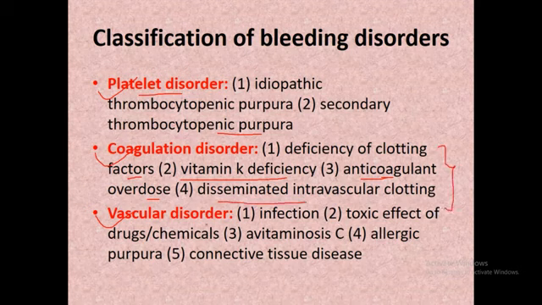Now the vascular disorders. Vascular disorders include those due to infection, toxic effects of drugs and chemicals, avitaminosis C, allergic purpura, and connective tissue disease. So for the classification of bleeding disorders, we are broadly classifying them into three major types. First, platelet disorders, second, coagulation disorders, and third, vascular disorders. All right.